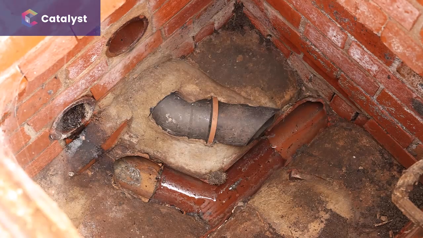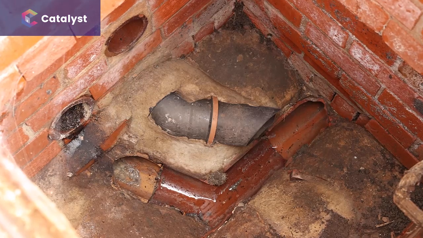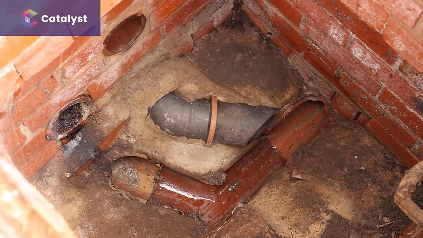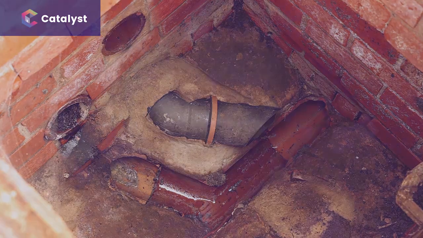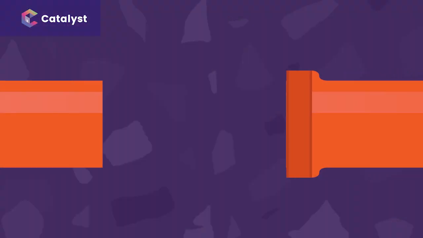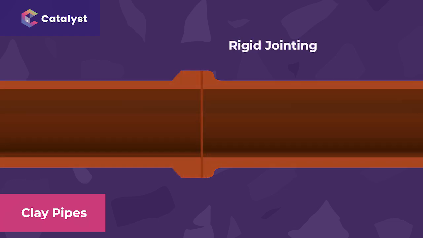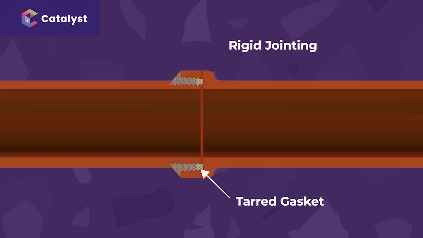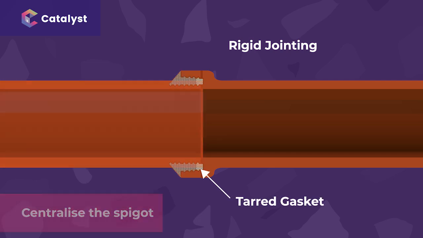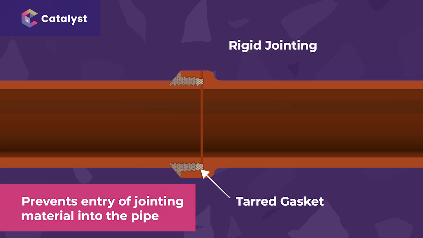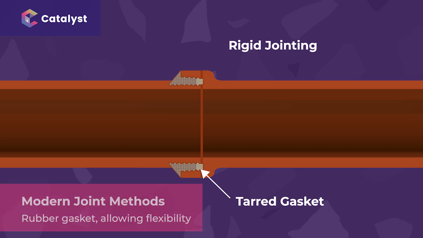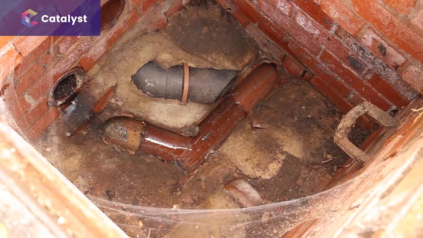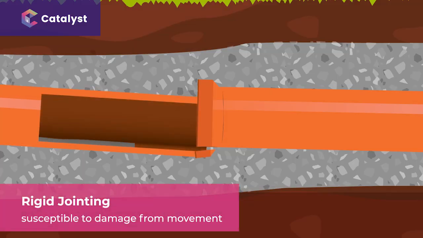Based on what we can see in the manhole, the drainage in this property is made up of clay pipes. A CCTV investigation is carried out to assess the pipe condition. On this site, we have clay pipes with rigid jointing method of installation. Traditional cement jointing was where a tarred gasket was used to centralise the spigot in the socket and prevent entry of jointing material into the pipe. More modern jointing methods allow for the rubber gasket to allow some flexibility in clay pipe work. The rigid jointing was susceptible to damage from movement.